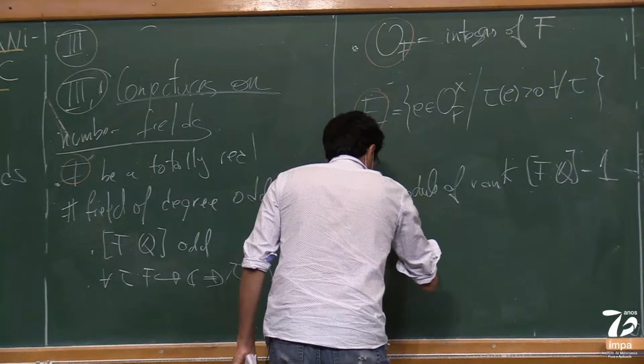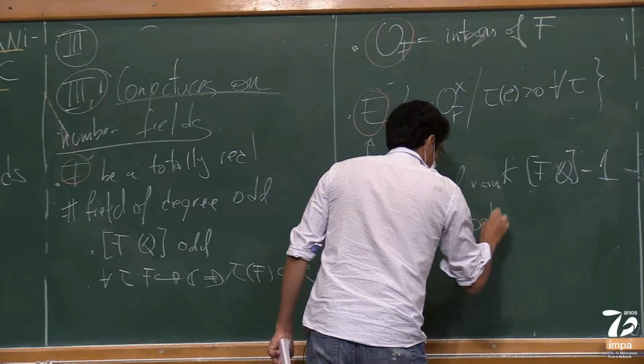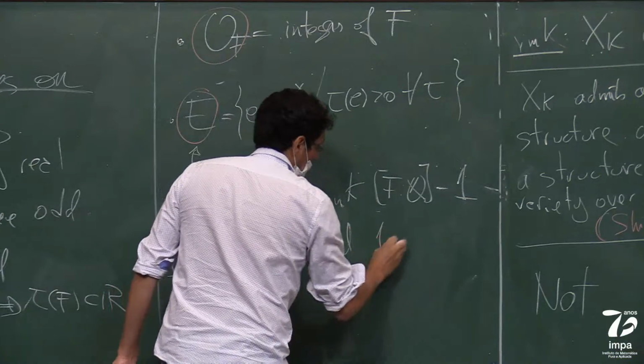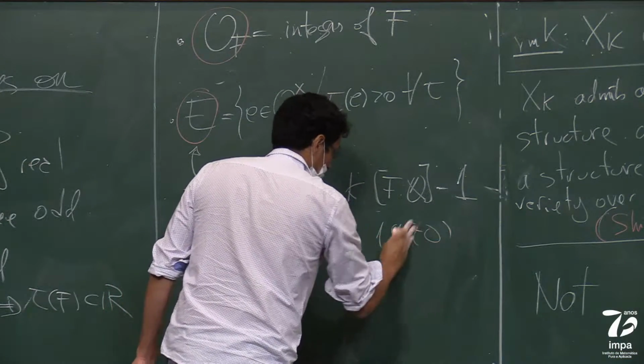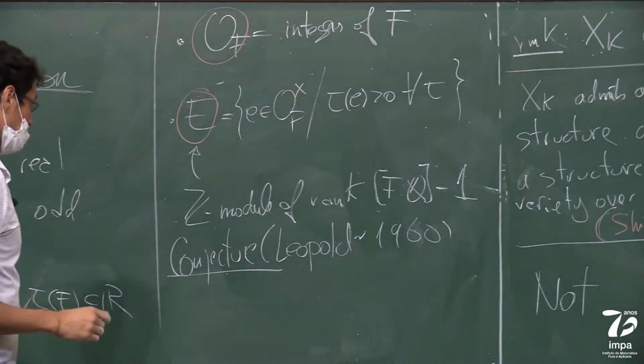Conjecture. So this is Leopold's conjecture. Leopold is, I think, from the 60s. Okay, what does this conjecture say?